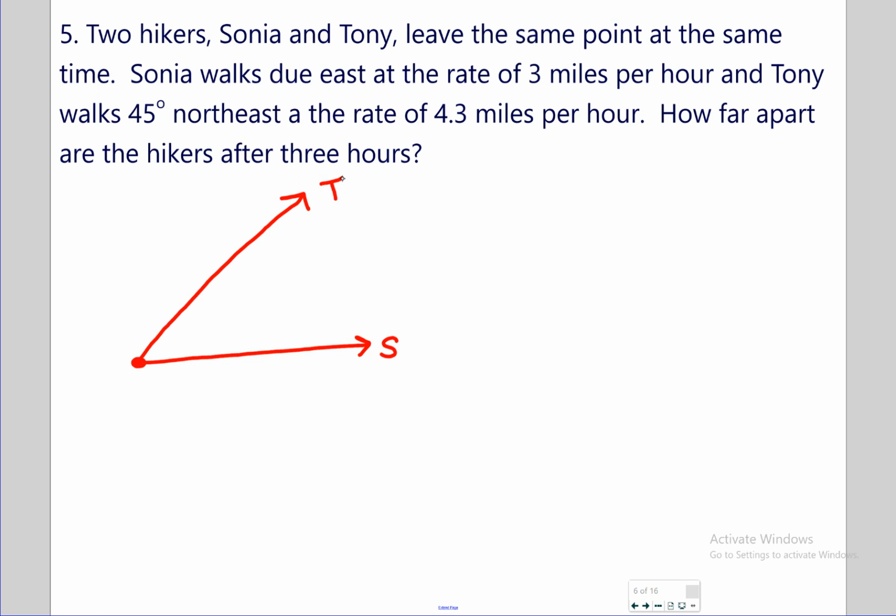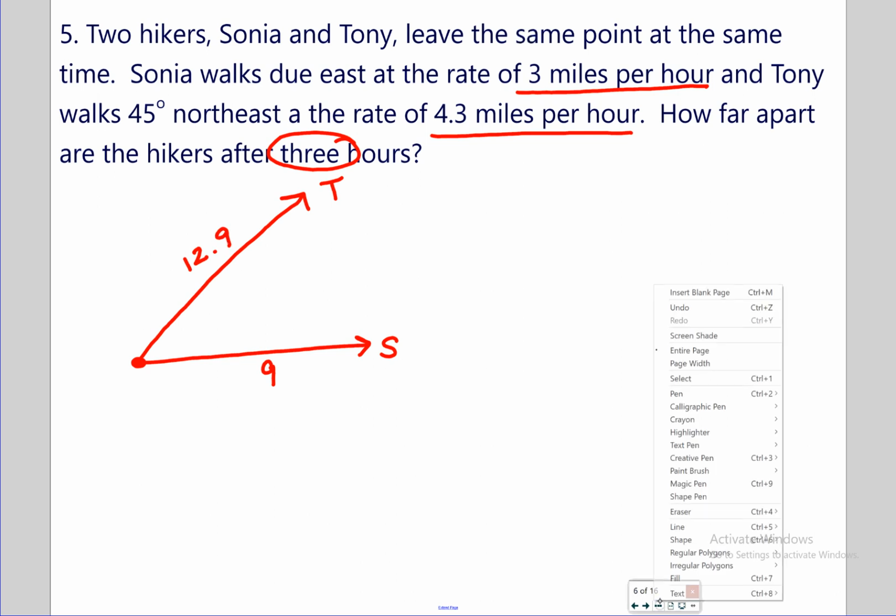Okay, now she walks directly east, so that's a horizontal line there. And she is walking at a rate of 3 miles per hour, and she walks for 3 hours. So if you walk 3 miles per hour for 3 hours, how far have you walked? 9. Okay, so the side of that triangle is going to be 9. That's her distance. Okay, he is walking 4.3 miles per hour for 3 hours. So how far has he walked? Multiply them, 12.9. Okay, so that's another side of my triangle.